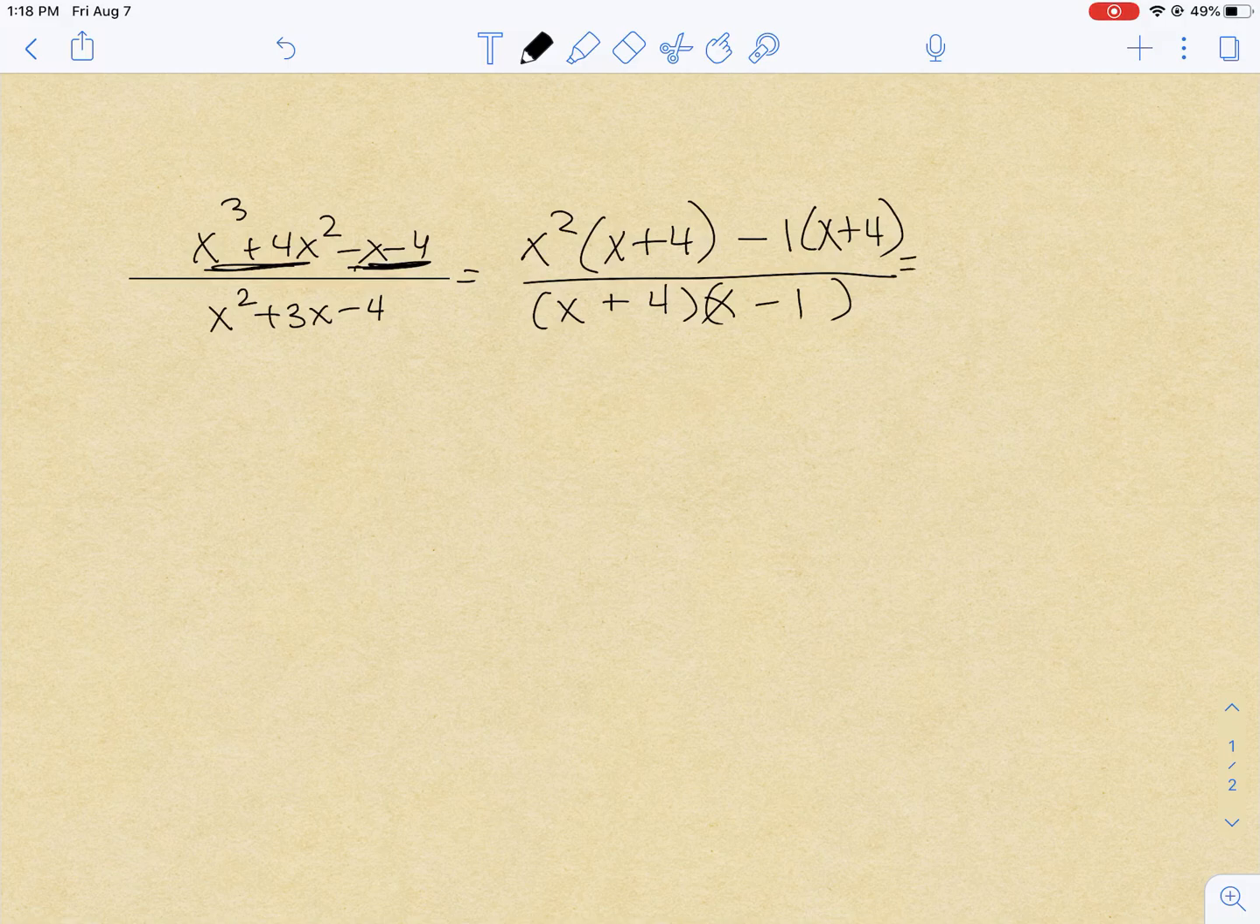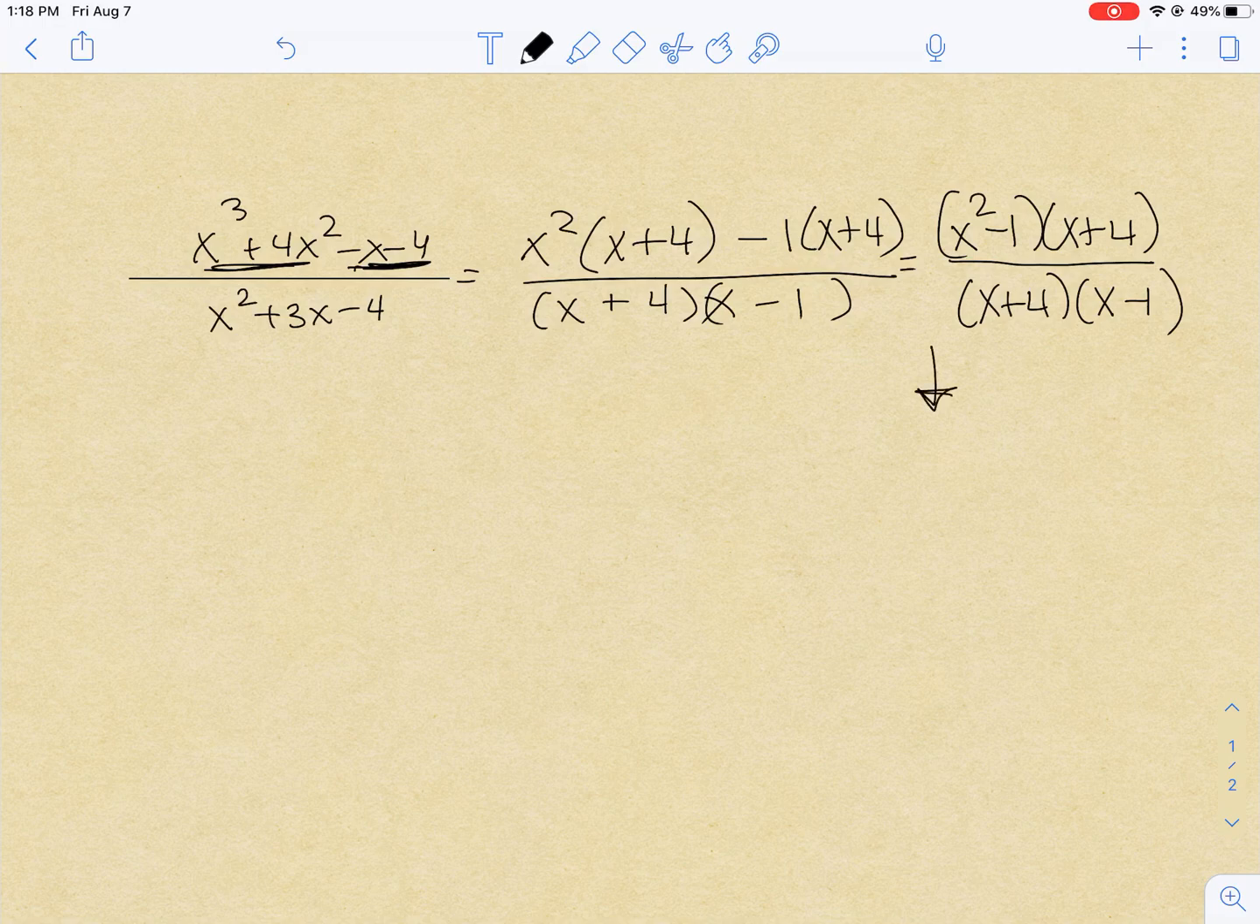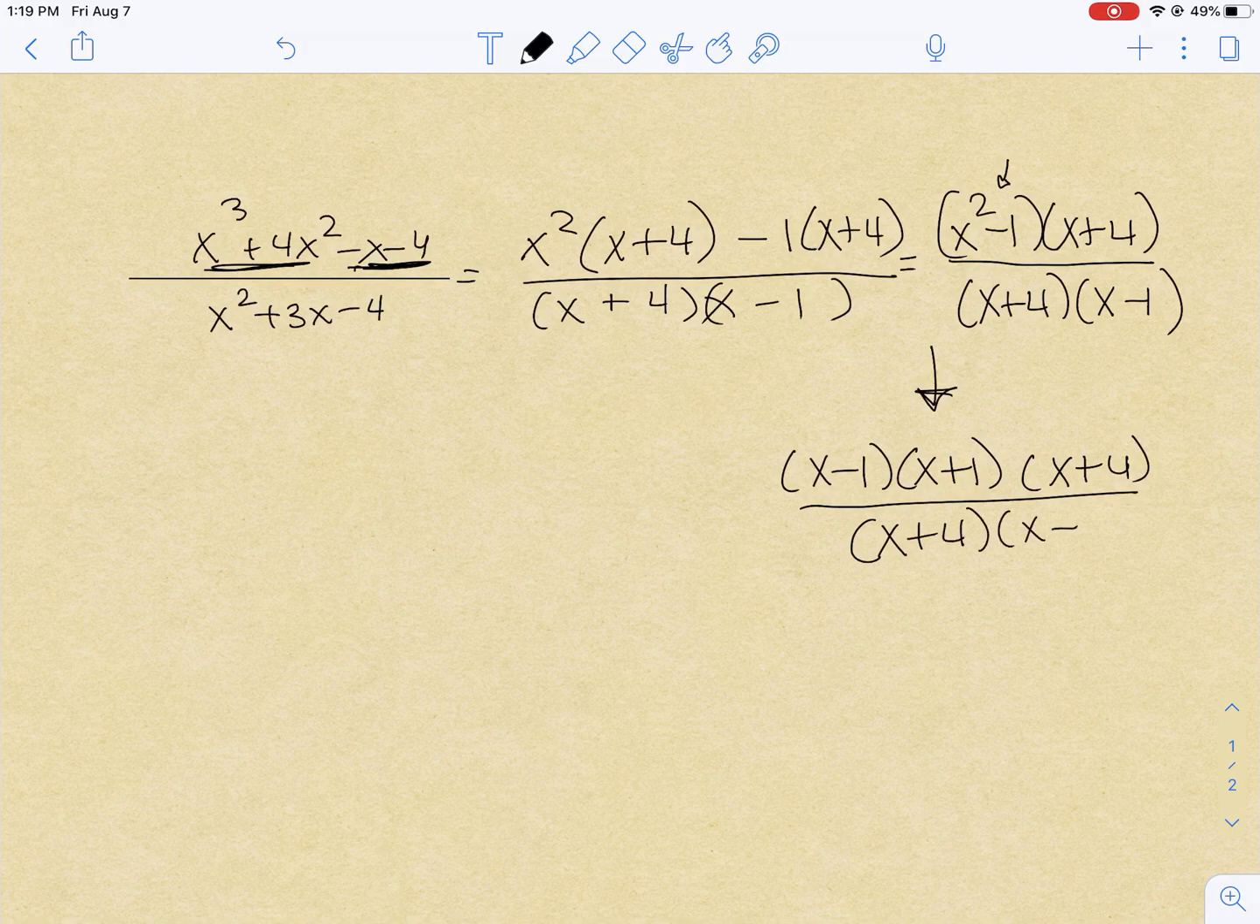Okay, let's keep going up here on top on my grouping. I would have x squared minus 1 and x plus 4. In the denominator, I have x plus 4 and x minus 1. We are going to have to continue to factor the top, though, because if you notice the x squared minus 1, that's our difference of 2 squares. So I can break that one down to x minus 1, x plus 1, and then I have my denominator of x plus 4, x minus 1.